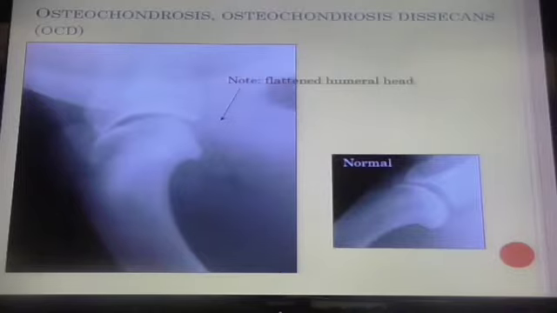This is what it looks like. You see flattening of the caudal margin of the humeral head. And what would you expect to see for the subchondral bone? Subchondral what? Subchondral sclerosis. Okay, so this is normal as a comparison.